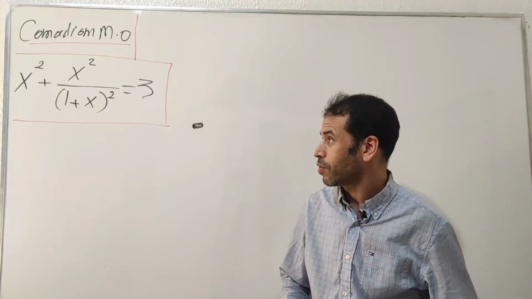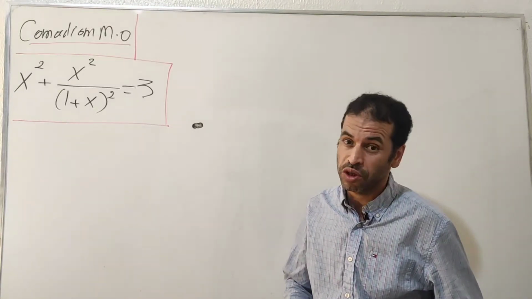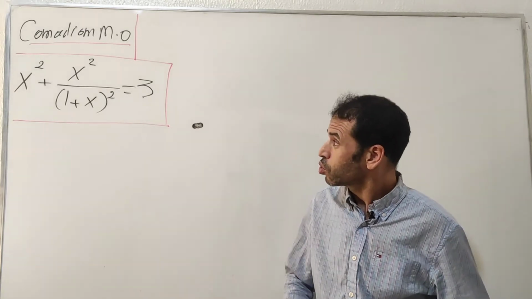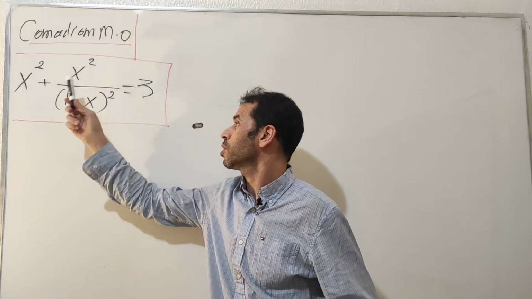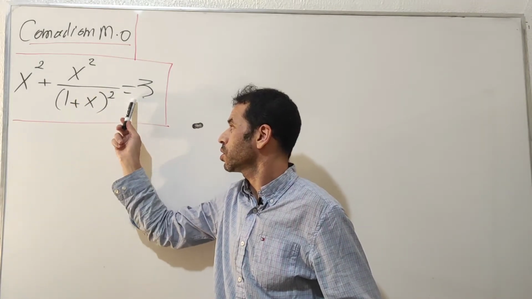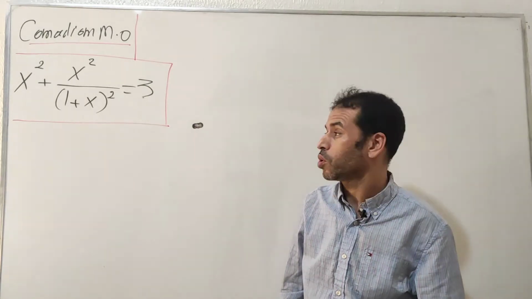In today's video, I have brought you a very nice equation from the Canadian Mathematical Olympiad, but I'm not sure which year this problem is. So anyway, here is the following statement. We have x squared plus x squared over 1 plus x, all squared, which equals 3. Our goal is to solve this equation.